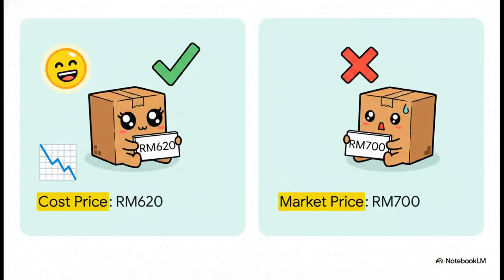Adjustment number 1 is our closing stock. The note specifically tells us the stock is valued at RM 620 at cost price, but RM 700 at market price. So, which one do we use? Well, strict accounting rules dictate that we must be conservative. We never ever want to artificially inflate our assets. So the golden rule here is incredibly simple. Always pick the lower value. We're locking in that RM 620 cost price and moving forward.